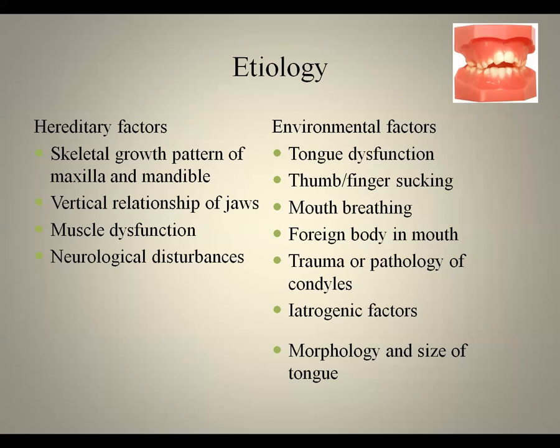Hereditary factors are skeletal growth pattern, vertical relationships of jaw, muscle dysfunction, and neurological disturbances. Environmental factors being tongue dysfunction, that is tongue thrusting, or thumb or finger sucking, mouth breathing, foreign body in mouth, trauma or pathology of condyles, or they can be iatrogenic factors, and morphology and size of the tongue.